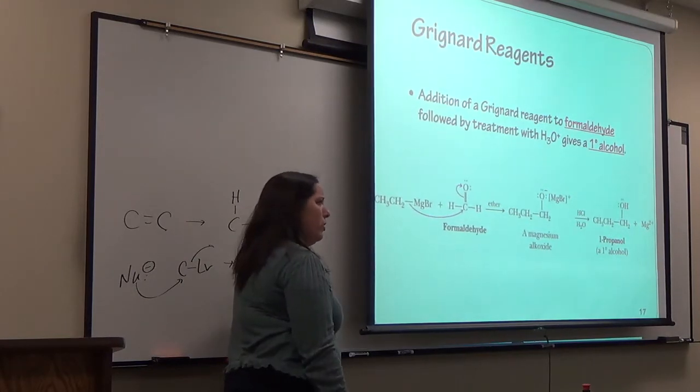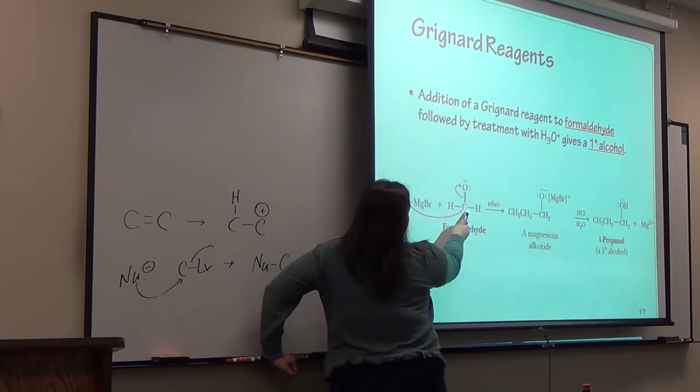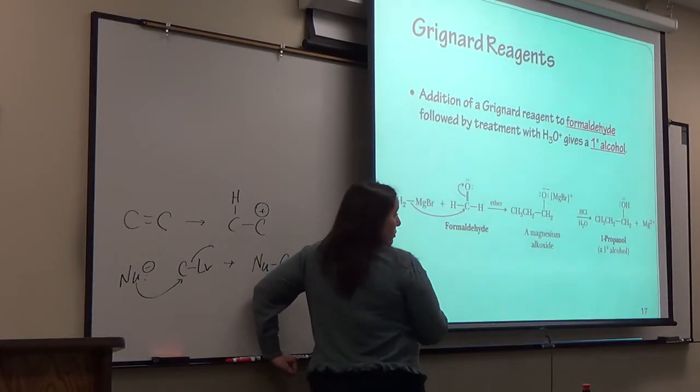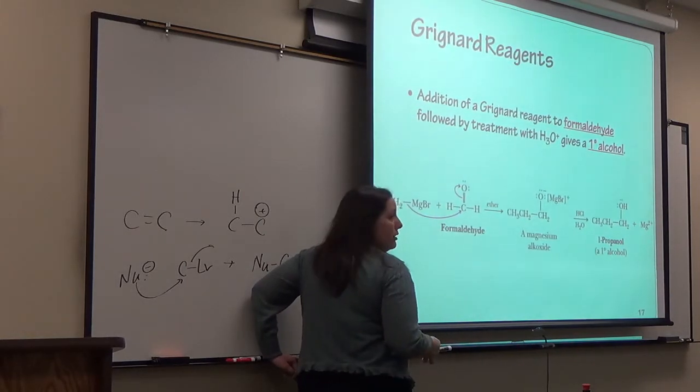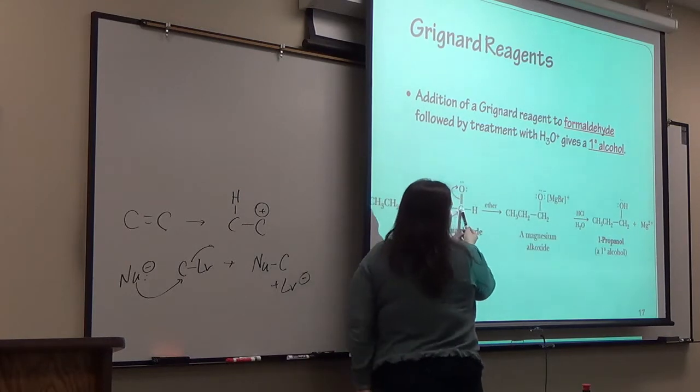Does that make sense? So when I look at this, my eye should say, yes, that carbon is going to be doing the attacking here, and it's going to take with it the other carbons, whatever is attached. Does that make sense? So the new bond is going to be between this CH2 and the carbon of the carbonyl.